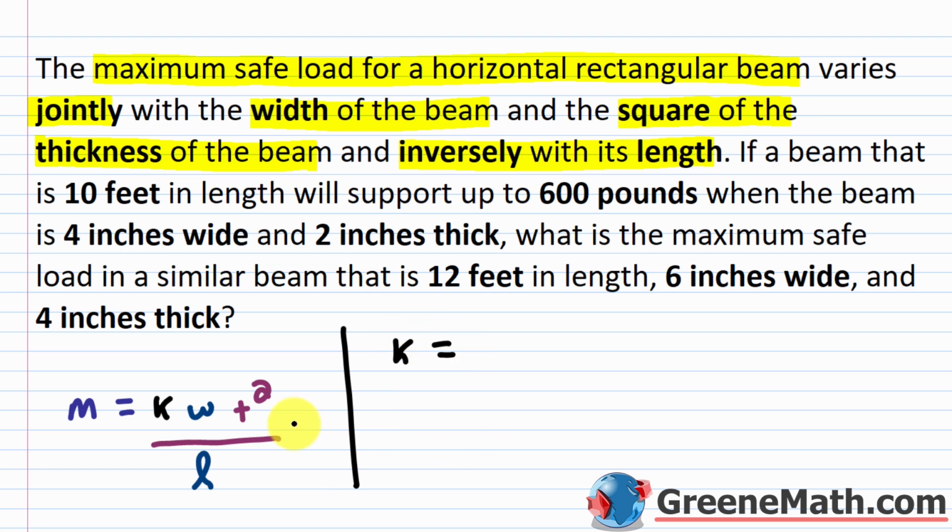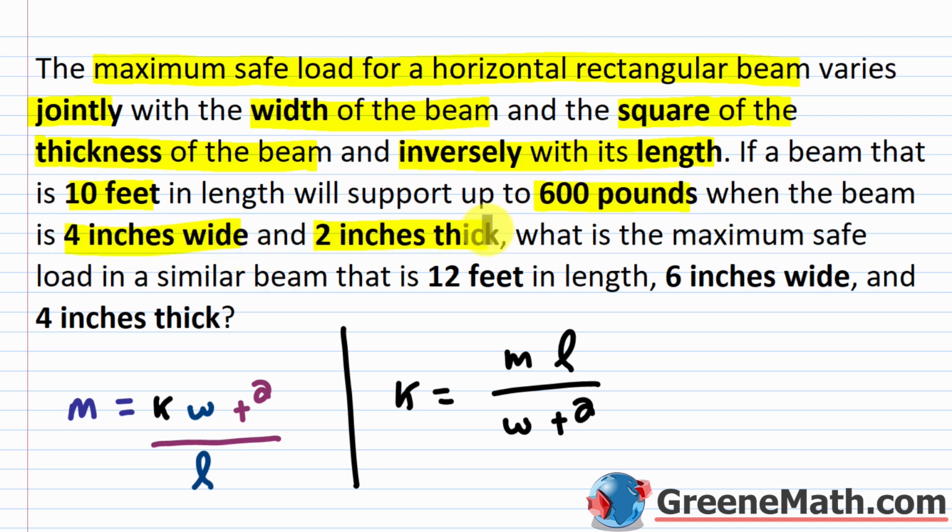So for K, let me just write that over here. This would be equal to, you would multiply both sides by L over WT squared. So in other words, you would have ML over WT squared. So that would be your K. And let's read through this. We have a beam that is 10 feet in length, so 10 feet in length, will support up to 600 pounds when the beam is 4 inches wide and 2 inches thick. What is the maximum safe load in a similar beam that is 12 feet in length, 6 inches wide, and 4 inches thick? Okay, so we're just going to plug in to find K.